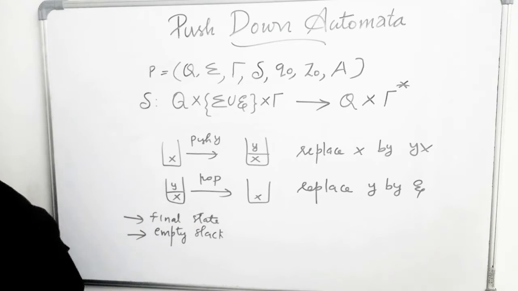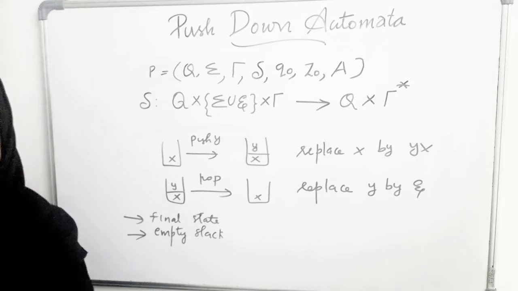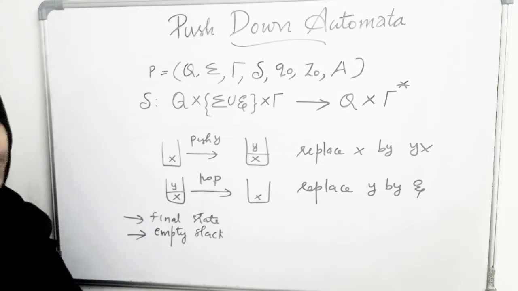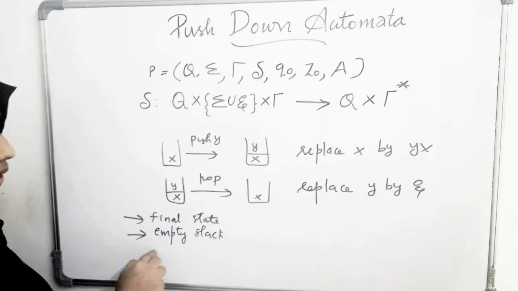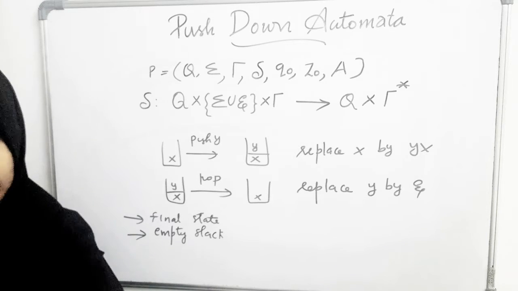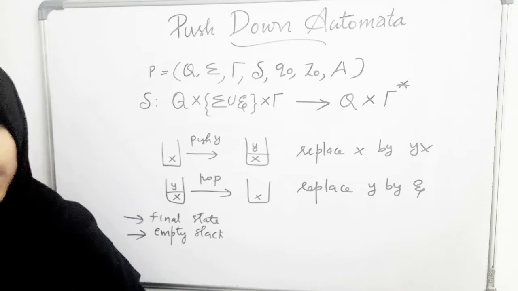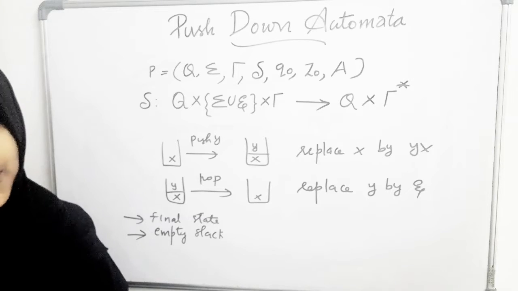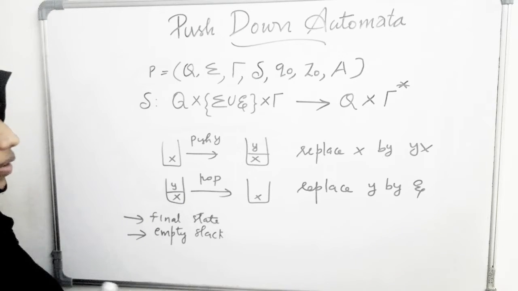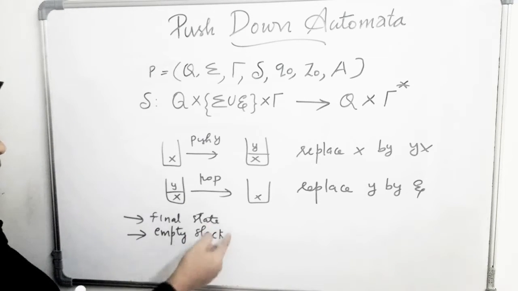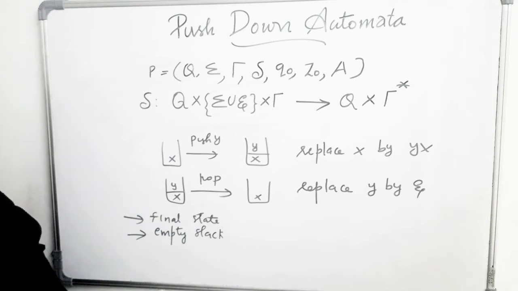In final state acceptance, the stack may not be empty. We can have stack contents, but once we reach the final state, we say that the input is accepted. In case of empty stack acceptance, the stack will definitely be empty. We don't care about the state we have reached. We say that the string is accepted if the stack is empty and the input has completely been processed. So when you design a PDA, you can design PDAs which follow either of these two strategies.